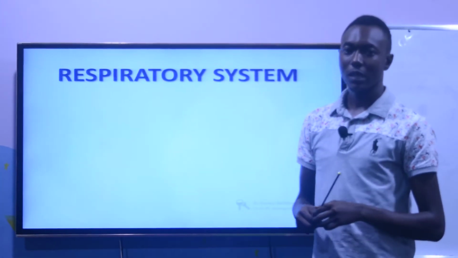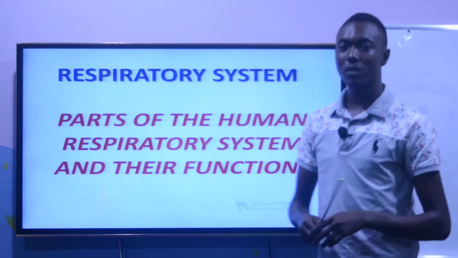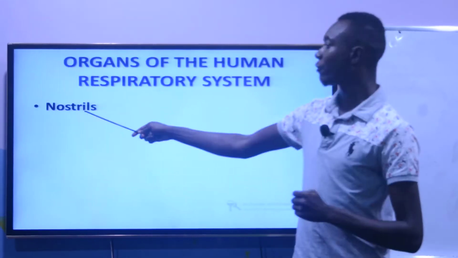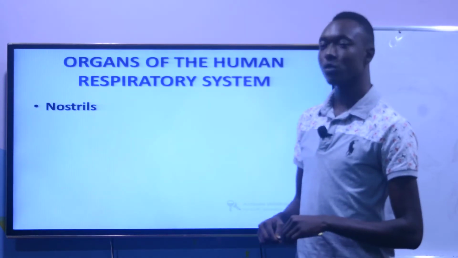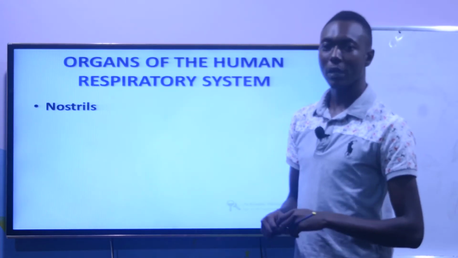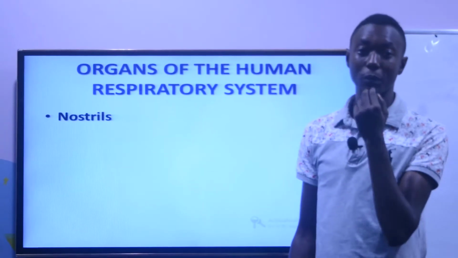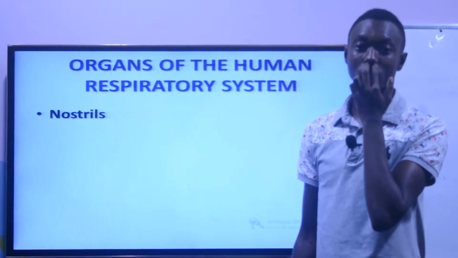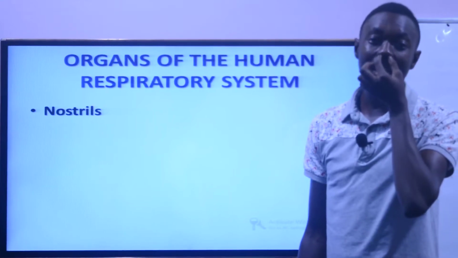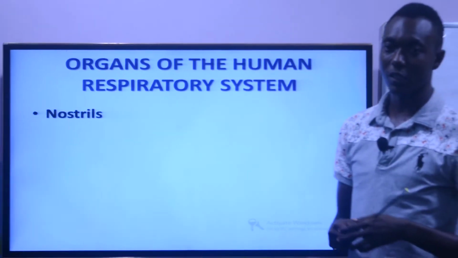Respiratory system. In today's lesson, we are going to look at the parts of the human respiratory system and how they function. The first organ we are going to look at is the nostrils, which is also referred to as the nasal cavity. Now let me show you my nostrils. The holes you see here are the nostrils. The opening will be the nostrils, and then the hole you see here will be the nasal cavity. In other words, they perform similar functions. Take note of that.